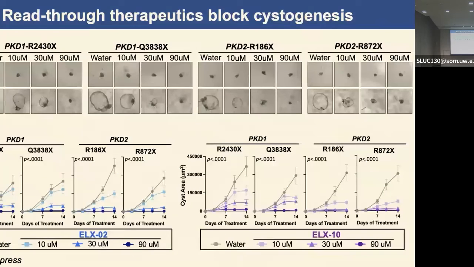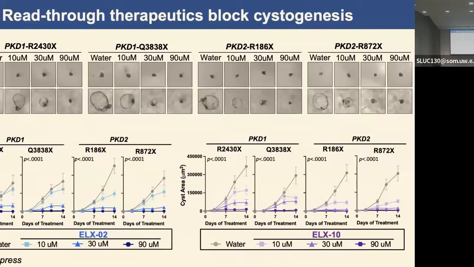So now the question, of course, is, do these get cysts? Just like our original CRISPR-Cas9, and indeed they do. And you can see this here in the water control from day 0 to day 14. And in each of our mutants, we have robust cystogenesis. This is also quantified below, so you can see how the cyst area is very high just in water. And when we apply these read-through glycoside therapeutics, they dramatically reduce cystogenesis for each of these mutations.